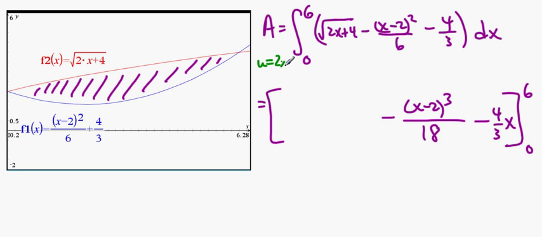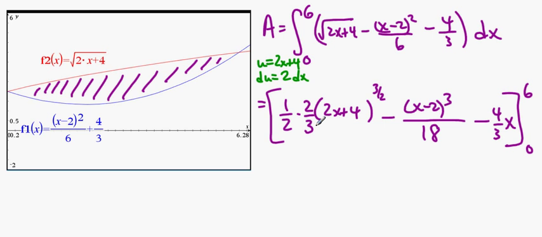If u is 2x plus 4, then du is 2 dx. We don't have a 2 here, so we've got to compensate by throwing a 2 there, but there's a 1/2 in front of that. What's in here is the square root of u. That's u to the 1/2. How do we take the antiderivative of u to the 1/2? Well, the power goes up by 1. That would be 3/2. And then we divide by that new power, which means we multiply by its reciprocal.